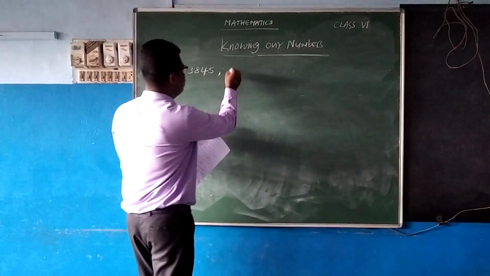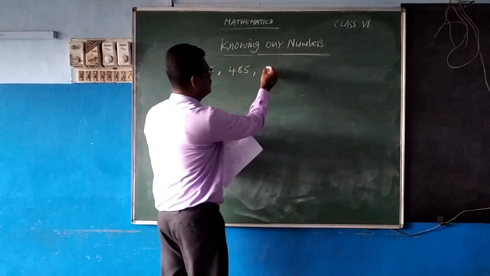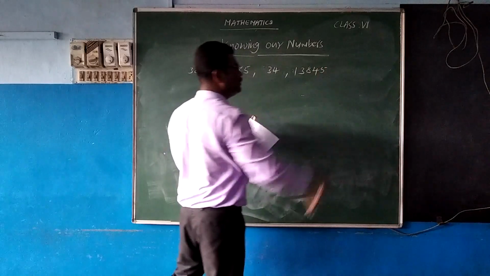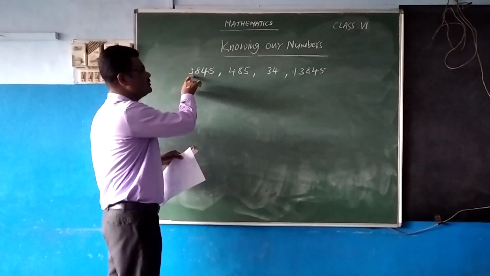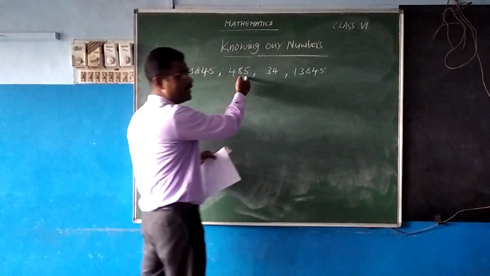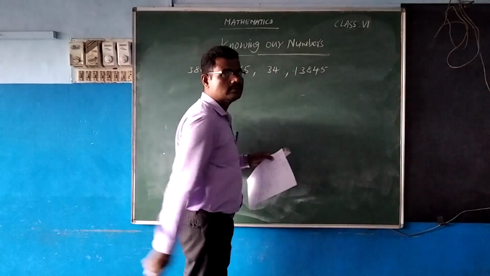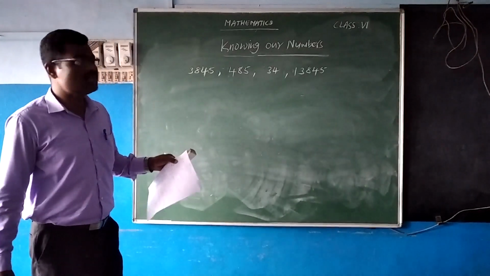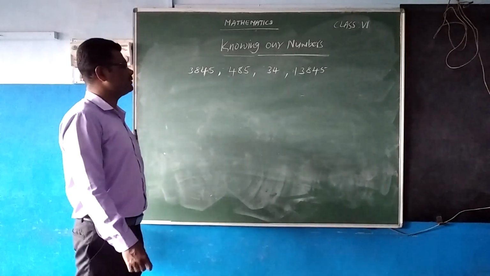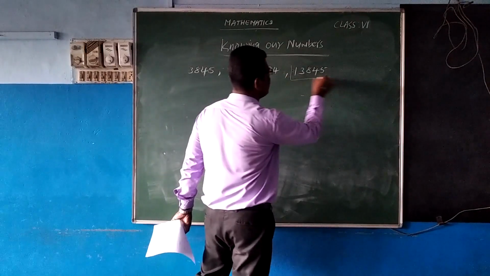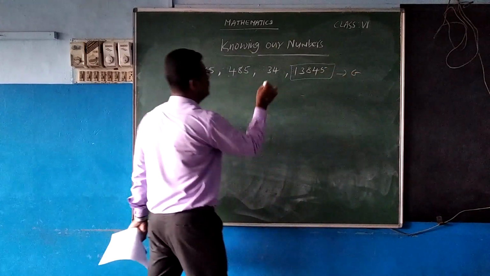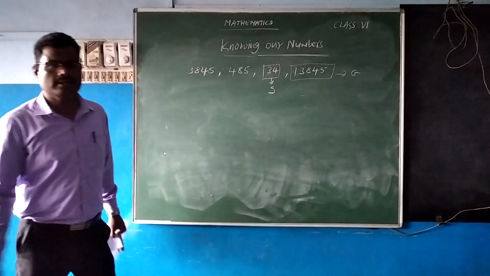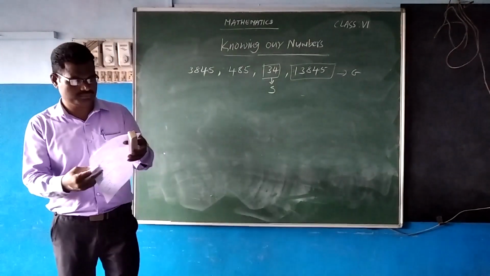3845, 485, 34, 13845. Generally, we will read it as 3,845, 485, 34, 13,845. So, in this, which is greater, which is smaller? Easily we can say it is having 5 digits, so it is greater. It is having 2 digits, so it is smaller. Greater number and smaller number are already known.